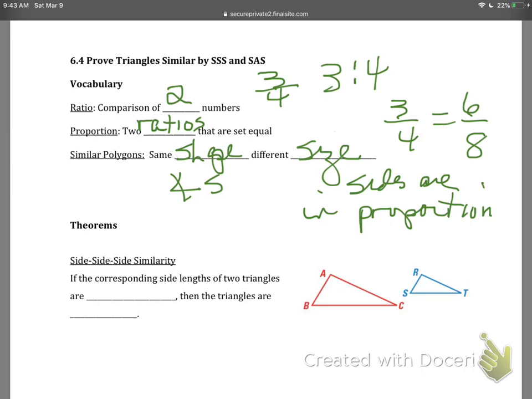Okay, so we had a theorem last section, 6.3, which was angle, angle. Now we're going to introduce two other ways you can prove that you have similar triangles: side, side, side, and side, angle, side. So in side, side, side, if the corresponding side lengths of two triangles are in proportion, then the triangles are similar, and that's our symbol for similar. Okay, let's do the next one on the next slide.